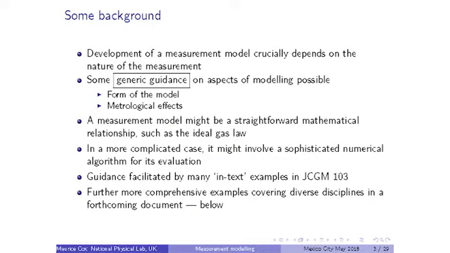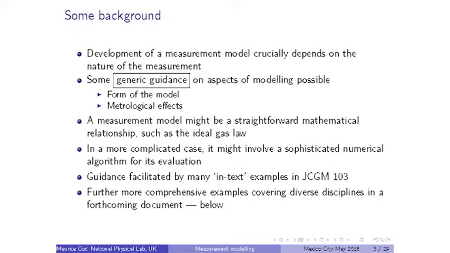We need a measurement model when we're going to propagate uncertainty, and the measurement model depends on the nature of the measurement. That means that developing a measurement model might be very difficult, and indeed in some cases it is. But some generic guidance is indeed possible on aspects of the modelling, in respect of the form of the model and in respect of meteorological effects.